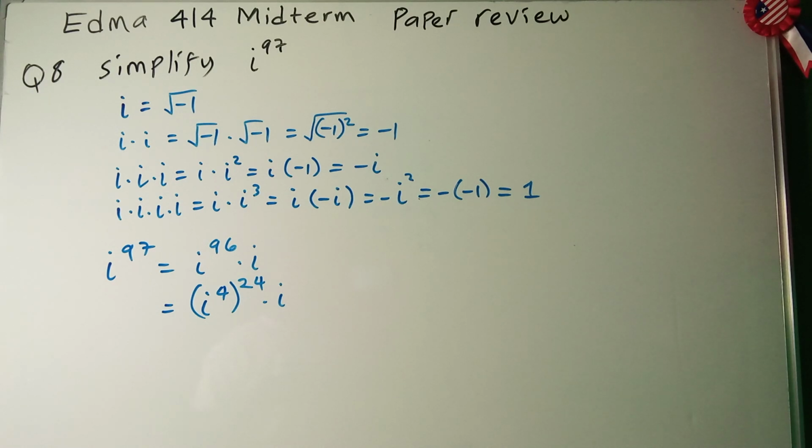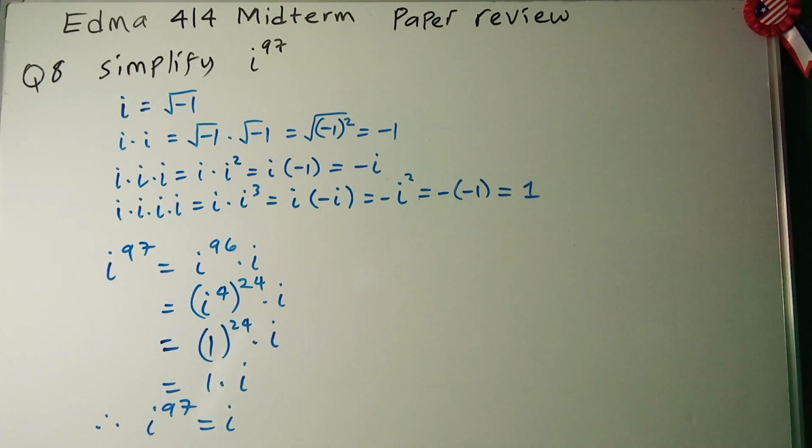But we know that i raised to the power of 4 is 1. So we're going to substitute i to the power of 4 with 1. That is going to be 1 raised to the power of 24 times i. We know 1 raised to the power of 24 is 1, so 1 times i is i. Therefore, i raised to the power of 97 is equal to i.